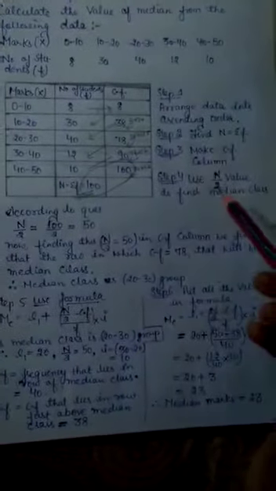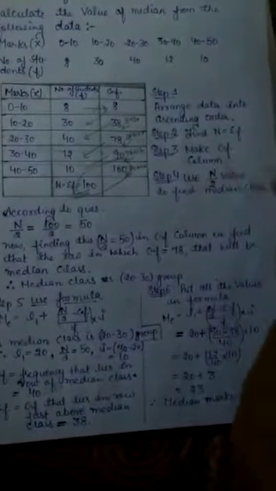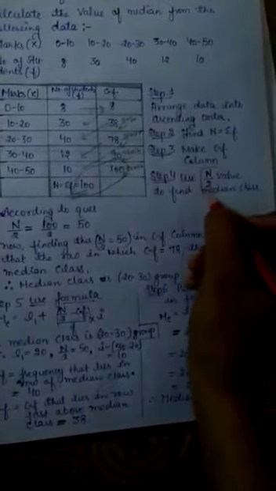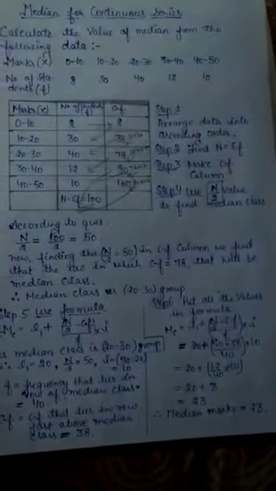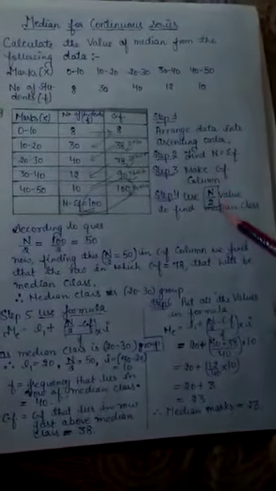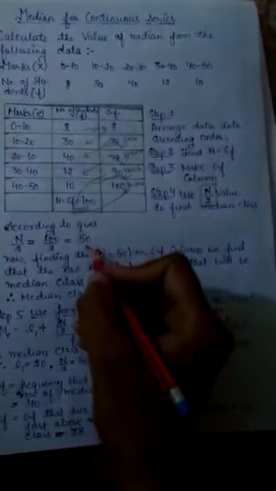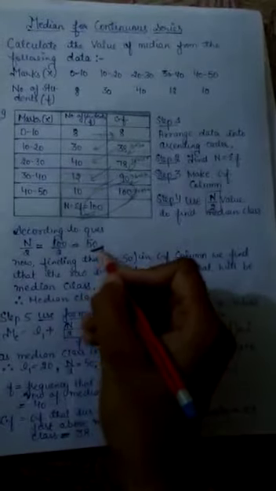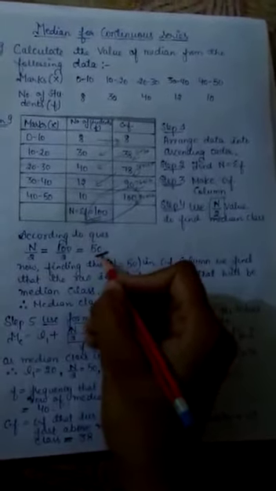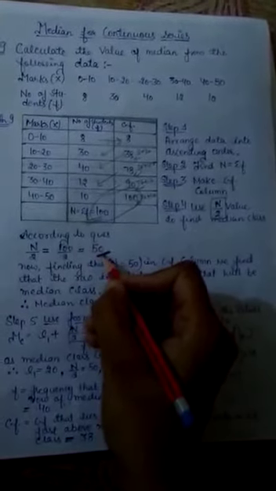Now the fourth step is, this time you have to find the value of n by 2. Take care, in that question it was n plus 1 by 2, but in this question it is n by 2. So what is your n? N is your 100. Divide by 2, 50. Now you have to check this 50 value to find out your median class. Using this 50 you will find out your median class.